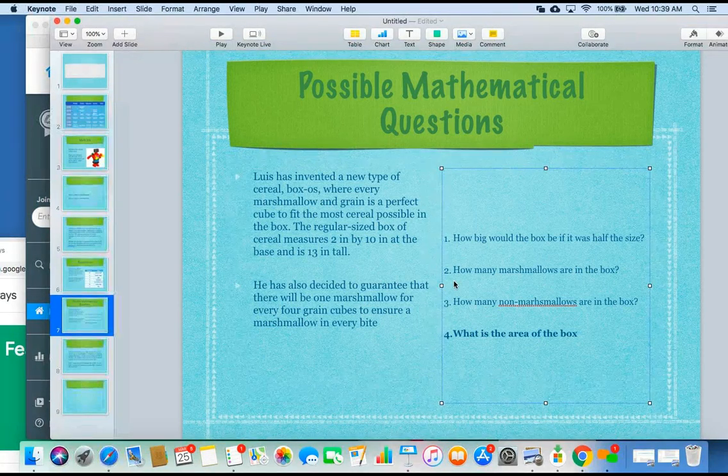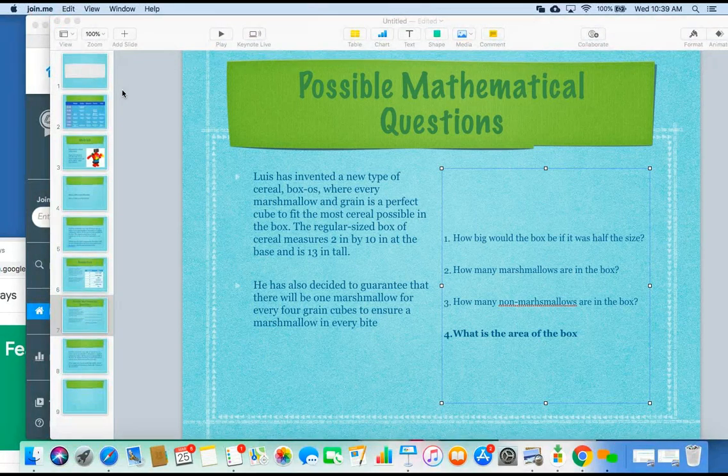Number 1. Okay. So I multiplied 10 by 13 and I got 130. So then I multiplied that by 2 and then I got 260. And then I divided that and then I got 130 again. And then that was the answer because that's half of the box. Awesome. Thank you. Calvin, how did you figure out how many marshmallows should be in the box?